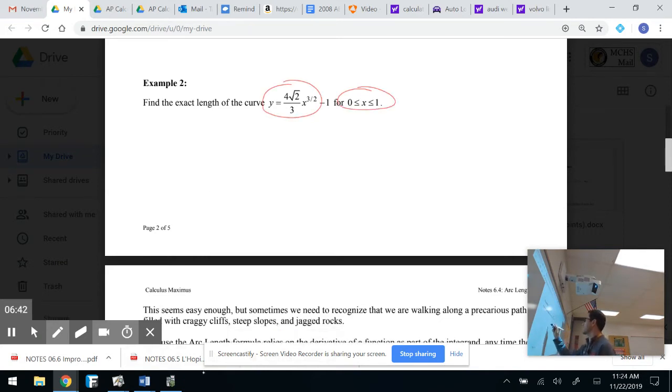Arc length is equal to the integral, this time from 0 to 1, of the square root of 1 plus my derivative squared dx. How about it, class? That's it. Not bad, right? I just have to be able to find a derivative, so I have to do a little bit of side work.